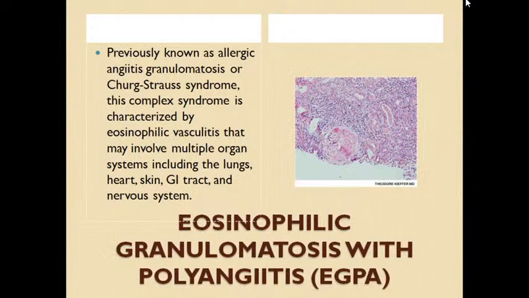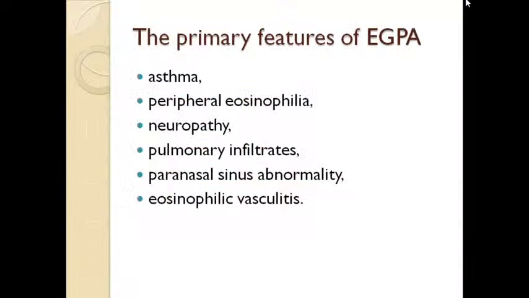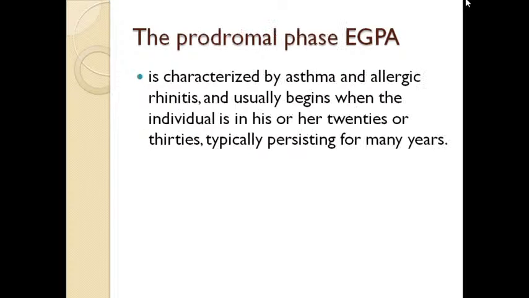So, for differential diagnosis, I mentioned at the start of my lecture eosinophilic granulomatosis with polyangiitis, Churg-Strauss syndrome. This complex syndrome is characterized by eosinophilic vasculitis that may involve multiple organ systems, including the lungs, heart, skin, gastrointestinal tract, and nervous system. The primary features of this syndrome are asthma, peripheral eosinophilia, neuropathy, pulmonary infiltrates, paranasal sinus abnormality, and eosinophilic vasculitis.